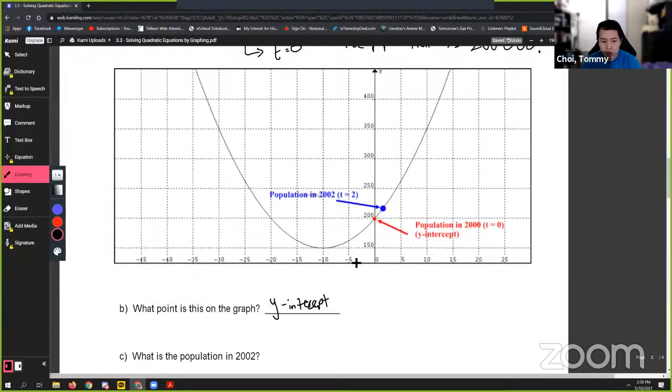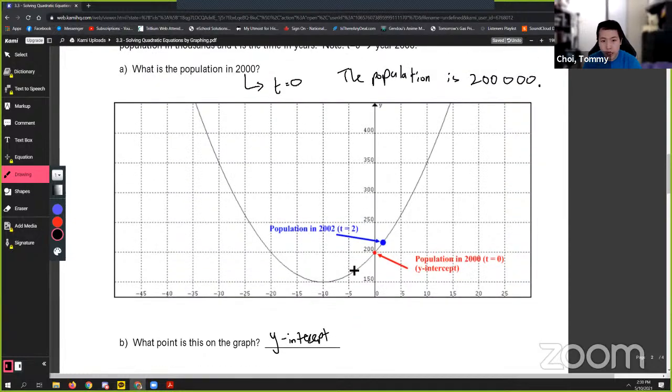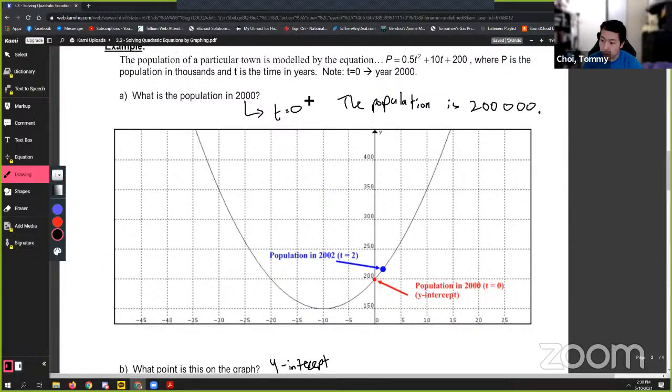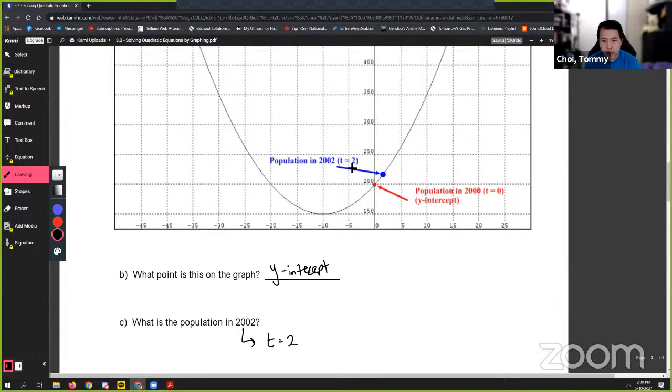And then, what is the population in 2002? Right? So it says, of course, in the diagram, it shows you here. But if we were to translate why that's the case, because t equals 0 is the year 2000, 2 years later would be t equals 2. So this is t equals 2, and we can look at that on the graph, and that would be right here. Okay?